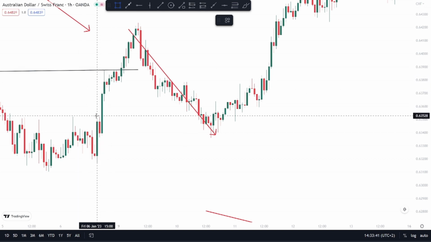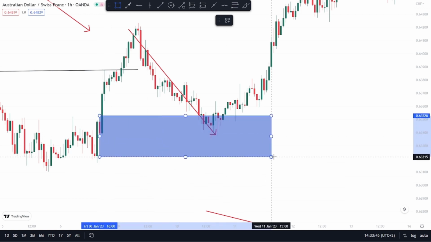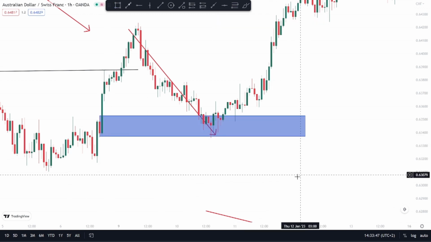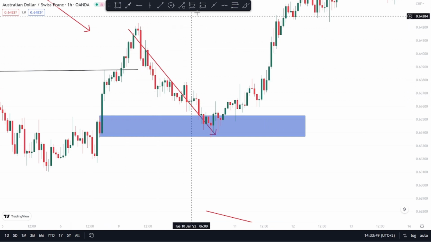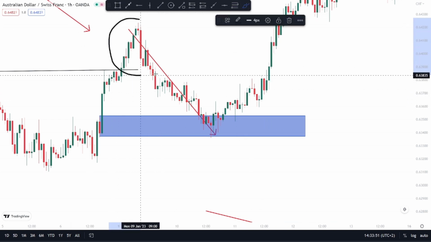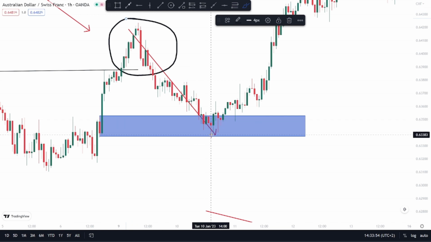What we're going to be doing from there on is connecting wick to wick. So we connect wick to wick and we stretch it out like that. And you can clearly see that after the market wiped a lot of stop losses right here, it started pushing all the way to the downside, and it came to our order block.